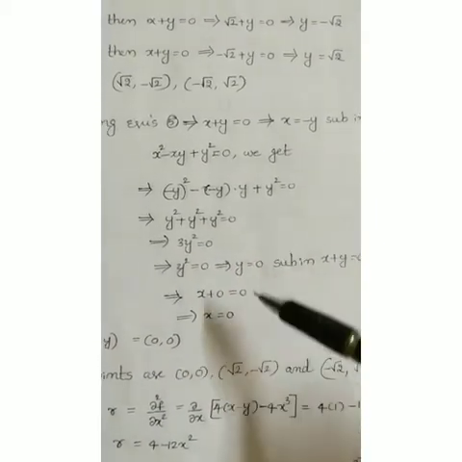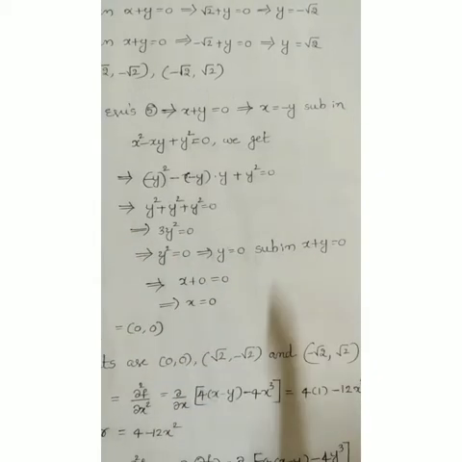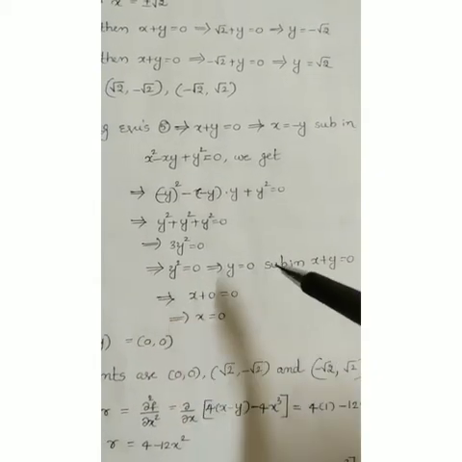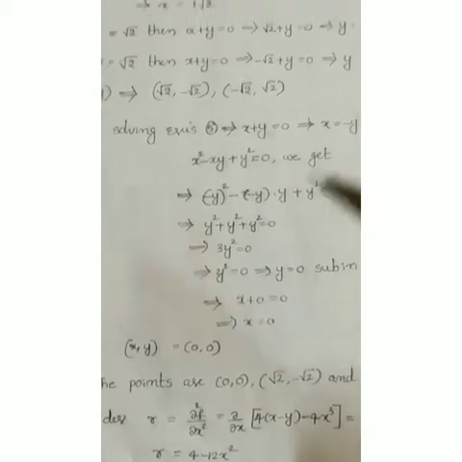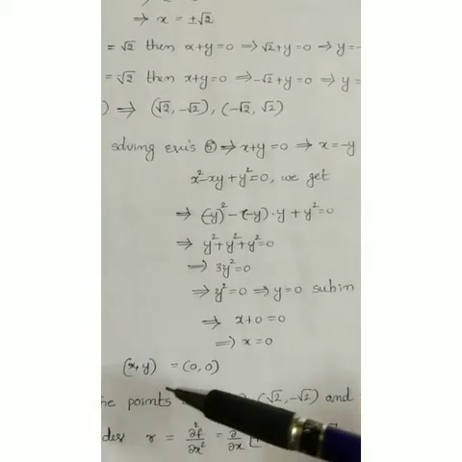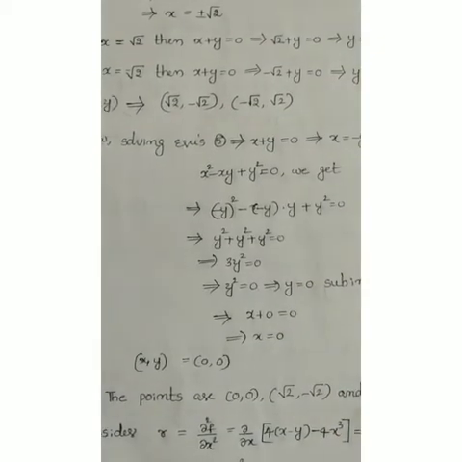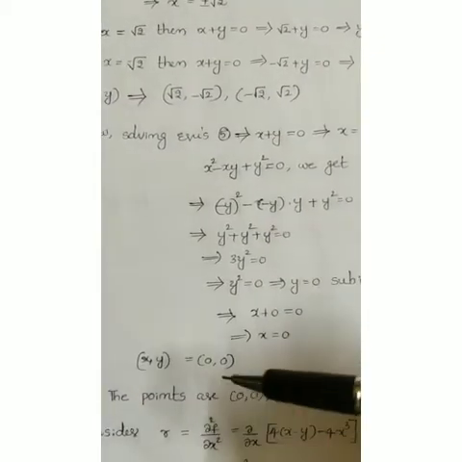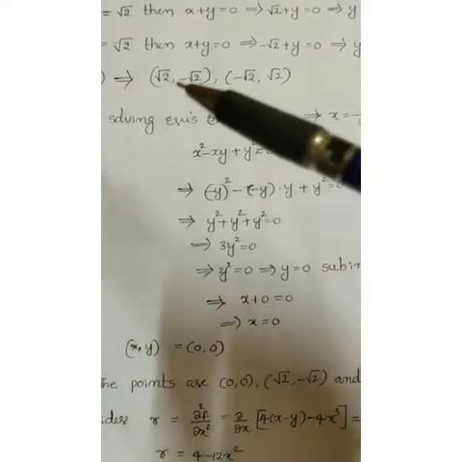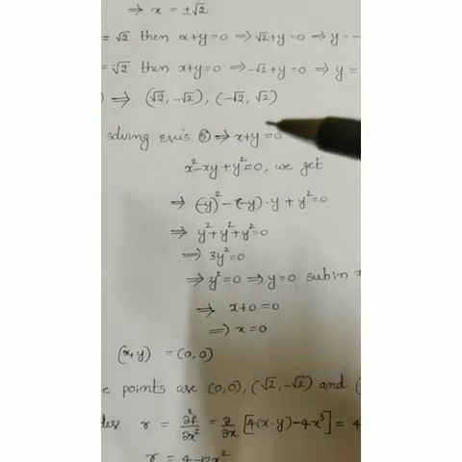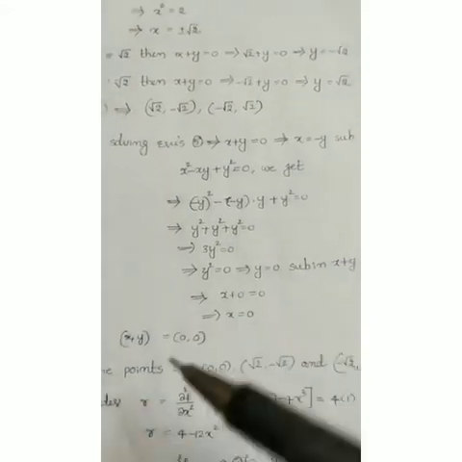Then substituting this y = 0 in x + y = 0, we get x + 0 = 0. That implies x = 0. So here we get the point (x, y) as (0, 0). So that here we get the 3 points: (0, 0), (√2, -√2), and (-√2, √2).